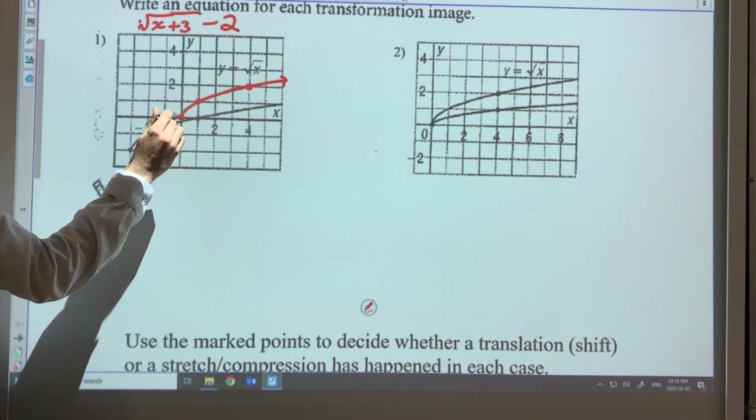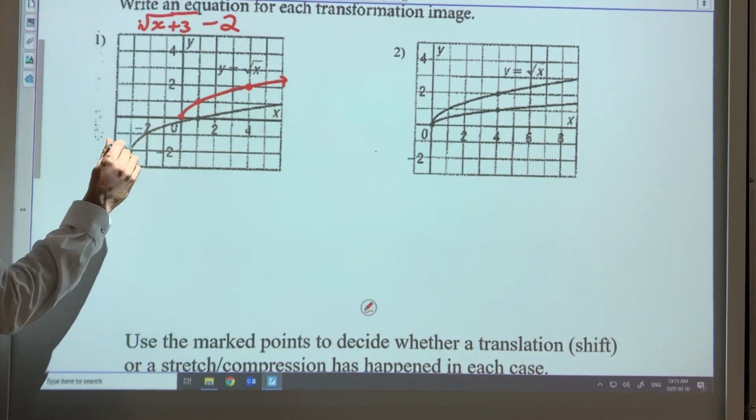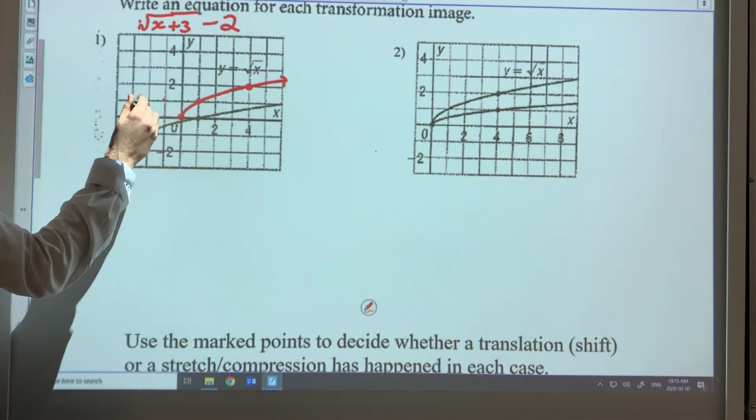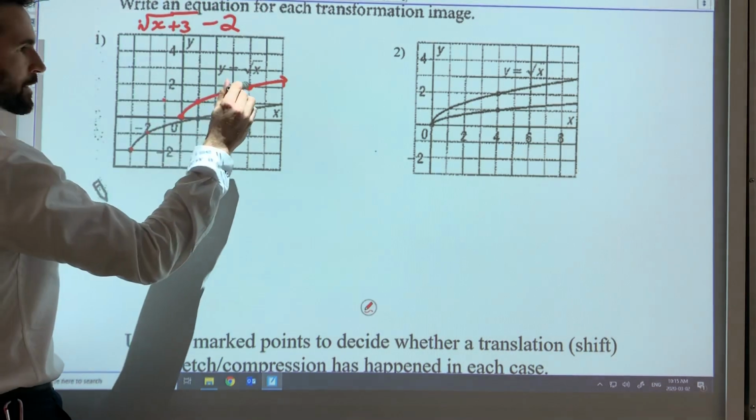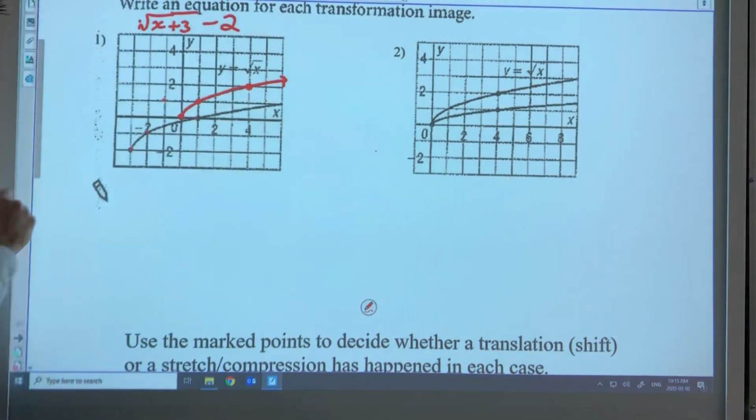If it works, you go over 1, 2, 3, and then down 2. So there's that one. This one, go 1, 2, 3, and then down 2. There's that one. And then 1, 2, 3, down 2. Perfect. So what was your strategy to get it?